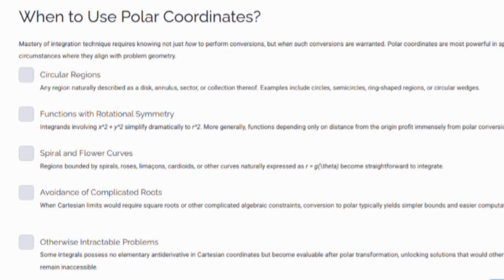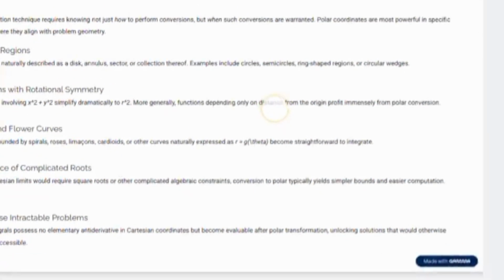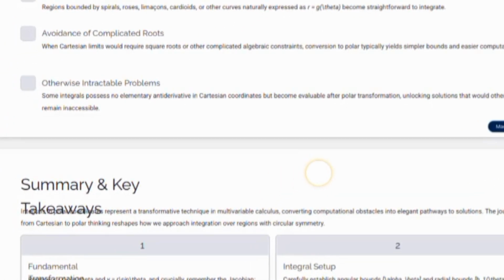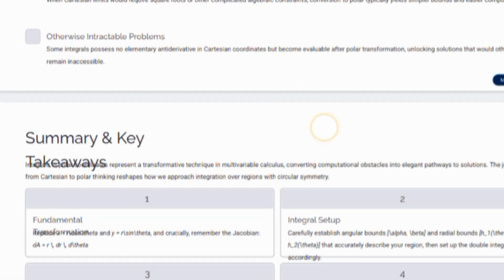Spiral and flower curves: regions bounded by spirals and roses have a natural description in polar coordinates, instead of complicated roots. When the limits involve square roots or other complications, polar substitution is a good construction, otherwise it is an irregular problem. Some integrals possess no elementary antiderivatives but become solvable after polar transformation, unlocking solutions that would otherwise remain inaccessible.